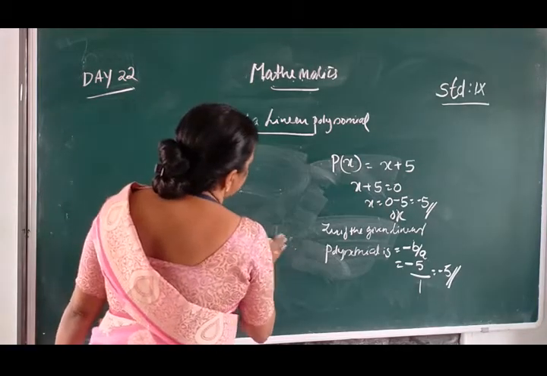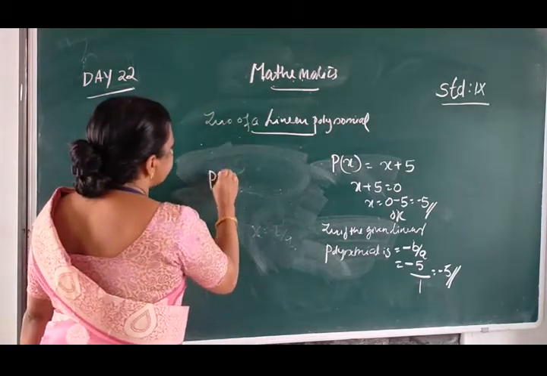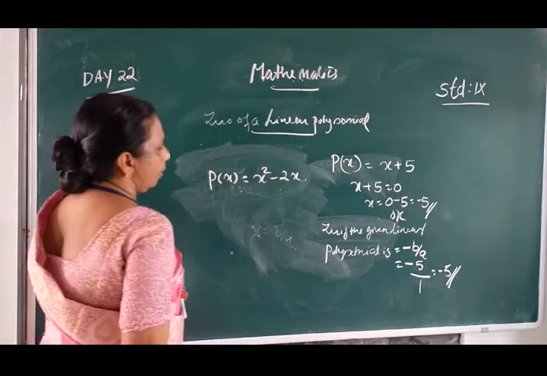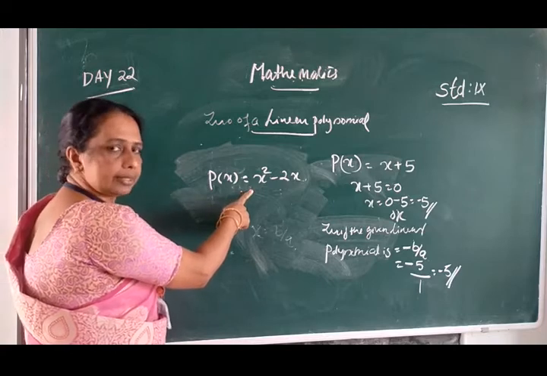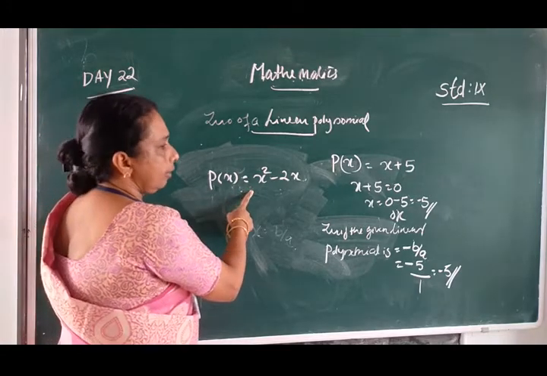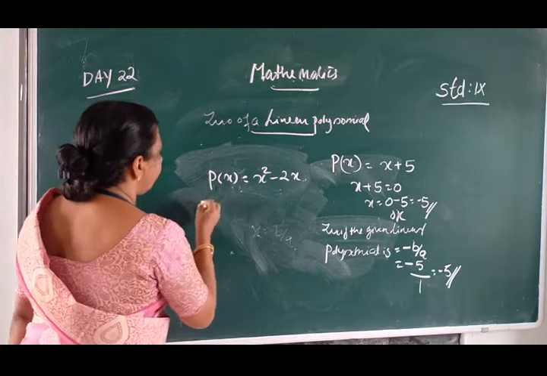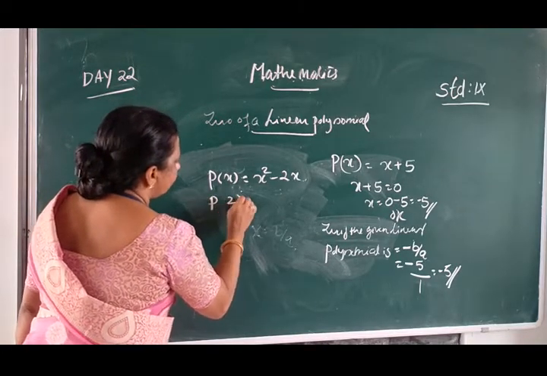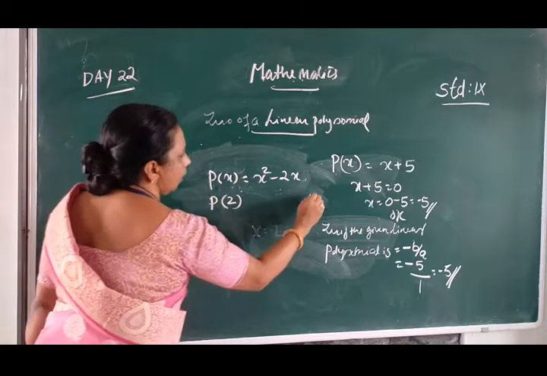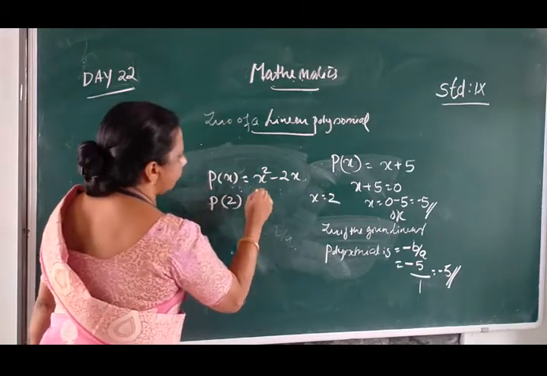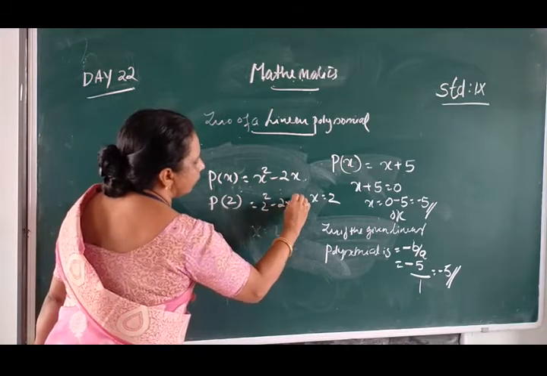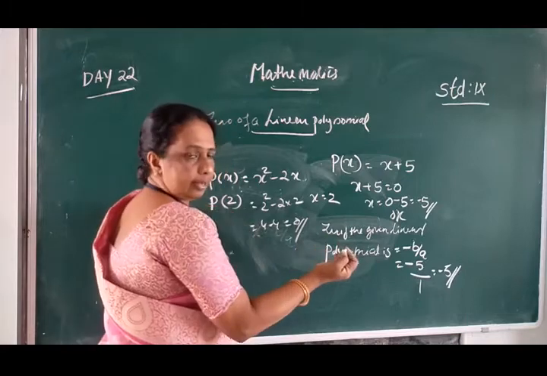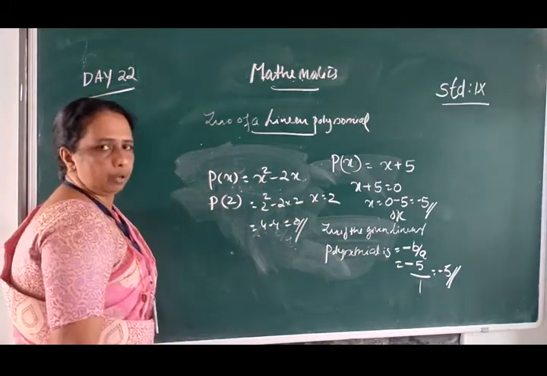Then next one, p of x is equal to x square minus 2x. This is not a linear polynomial, but it is a polynomial of degree 2. Here I am putting x is equal to 2. 2 square minus 2 into 2, that is equal to 4 minus 4, that is equal to 0. So we can say that 2 is a zero of this polynomial.